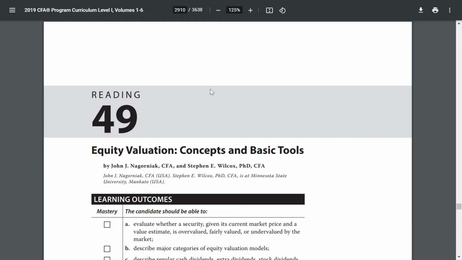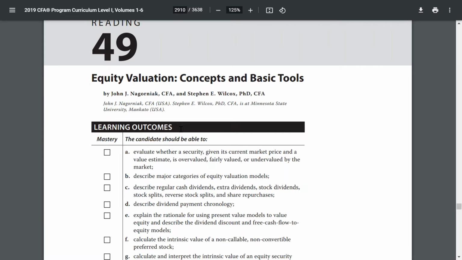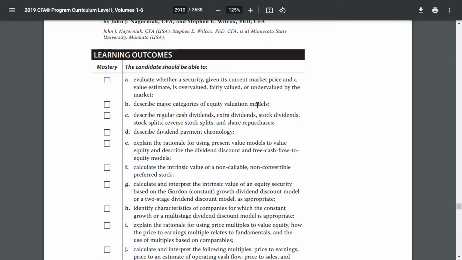Reading 49, Equity Valuation: Concepts and Basic Tools. Learning outcomes. The candidate should be able to evaluate whether a security, given its current market prices and value estimates, is overvalued, fairly valued, or undervalued by the market. Describe major categories of equity valuation models or methods. And describe regular cash dividends.